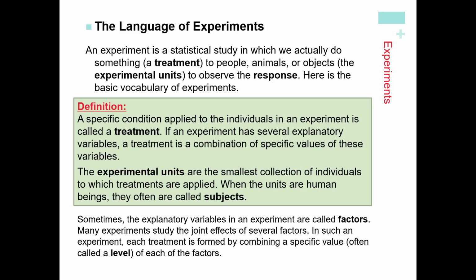When the units are human beings, we usually call them subjects and not units. Like I said, sometimes we call the explanatory variables factors, and when we do call them factors, we often talk about the levels of each factor. So that would be like the 3, 6, or 9 hours of sleep, things like that.